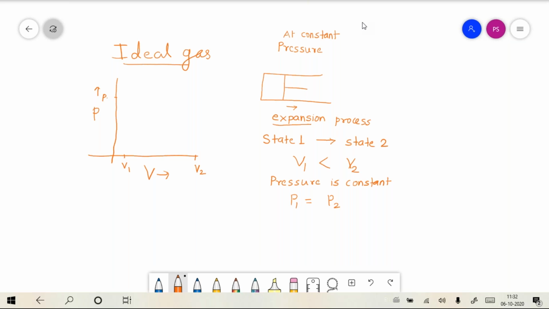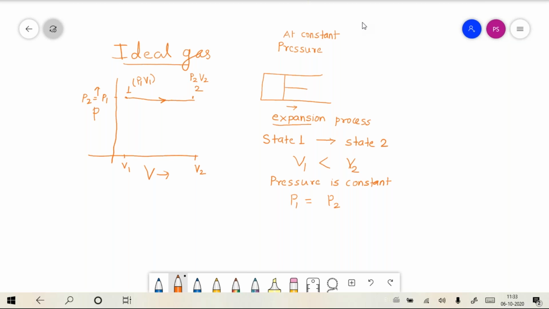So look at this. This is the state 1, which is having the pressure P1 and volume V1, and the state 2, which is having the same pressure, the pressure P2, but the volume has now increased to V2. So this is the state 2. So look at this process. If you join these two states, this is a horizontal line.